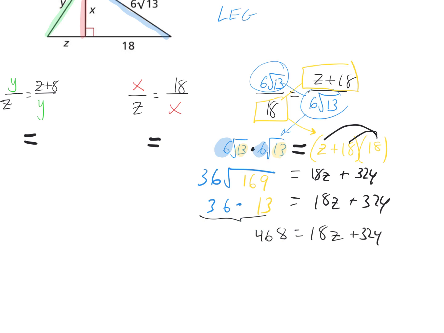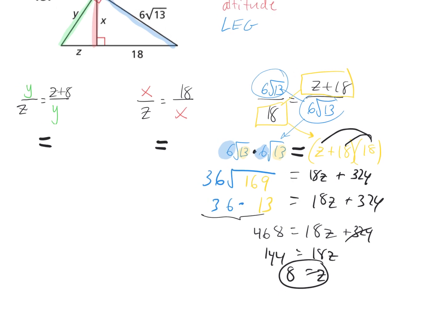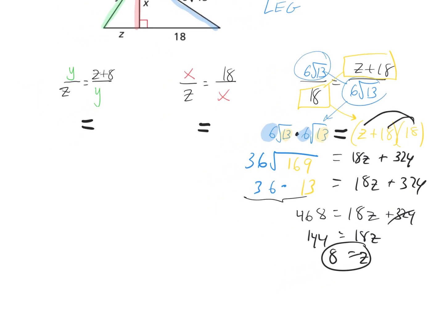All right, subtracting 324 from both sides, we get that. And dividing both sides by 18, we have z is equal to 8. Now that we have that, we can find x and y. So if z is 8, then we have y over 8 equals 8 plus 8 over y, and x over 8 equals 18 over x. And cross multiplying, we quickly find x and y.